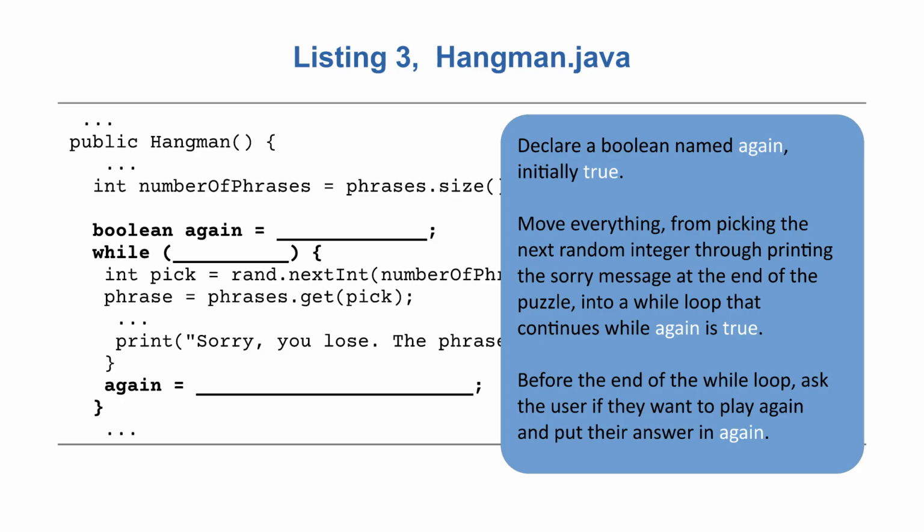Before the end of the while loop, ask the user if they want to play again and put their answer in again. Hint: use my Windows prompt for yes/no method. Run it. What happened? After completing a game, it should ask if you want to play again. If you enter yes, it should play another game with a different phrase. If you enter no, it should not start another game.